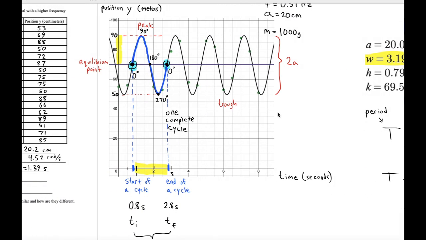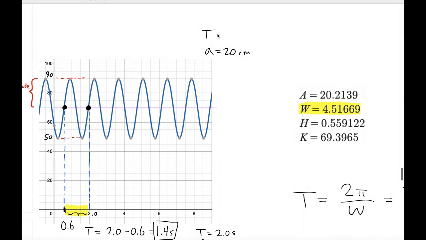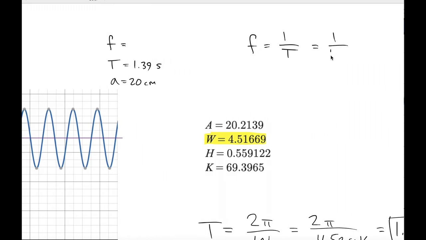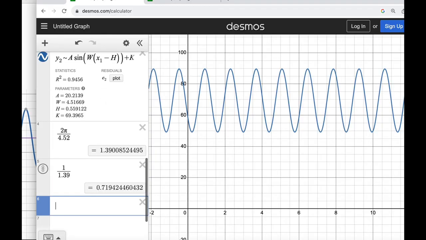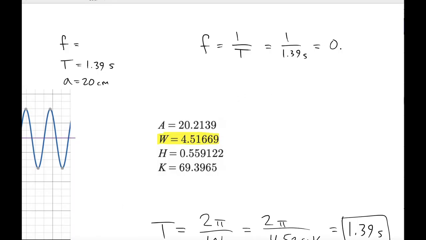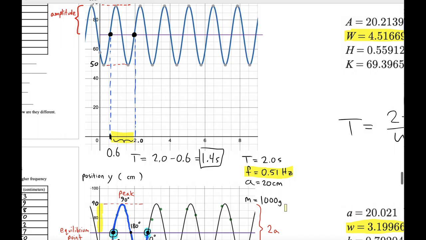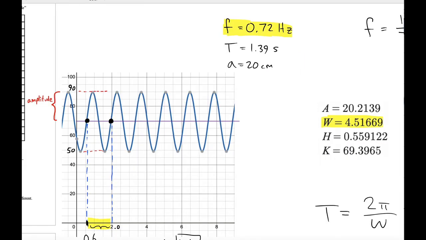Now we need to find the frequency of our second trial. So the amplitude was 20. The period was 1.39. And the frequency is found by 1 over the period. It's 0.72 hertz. Whereas in the previous trial we had a frequency of 0.5, we now have a frequency of 0.7. So the frequency is higher due to the system having less mass.